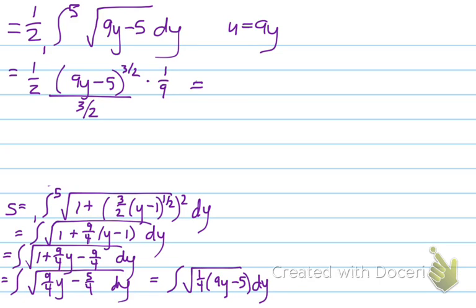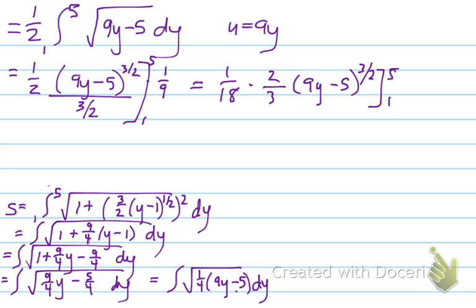So if I simplify this a little bit, this is all from 1 to 5, by the way. 1/2 times 1/9 is 1/18. So I have 1/18 times that fraction, bring it up to the top, that's 2/3, times 9y minus 5 to the 3/2, from 1 to 5. 2/3 times 1/18 gives me 1/27.